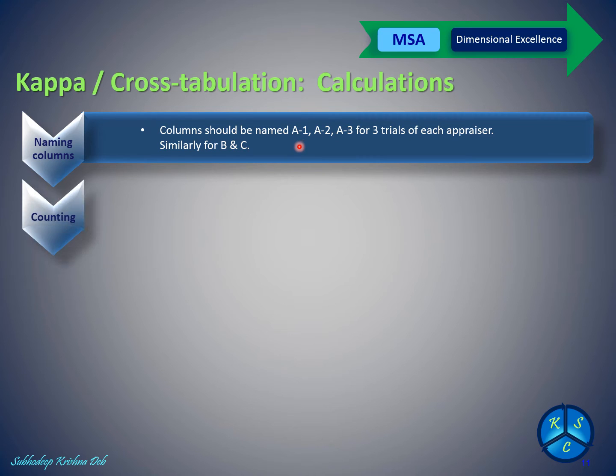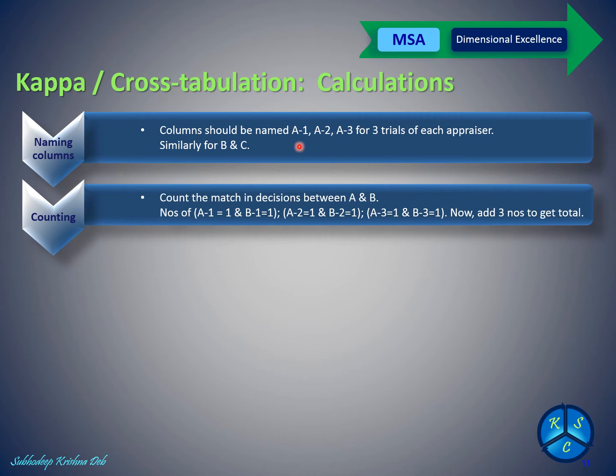Now we have to do the counting. After naming the columns, we count, like A1 equal to 1, B1 equal to 1. This is for interpreting the agreement between A and B. So A1 equal to 1, B1 equal to 1, we will count. Then A2 equal to 1, B2 equal to 1, we will count. Then A3 equal to 1, B3 equal to 1, we will count. Now we will add these 3 values to get the total.